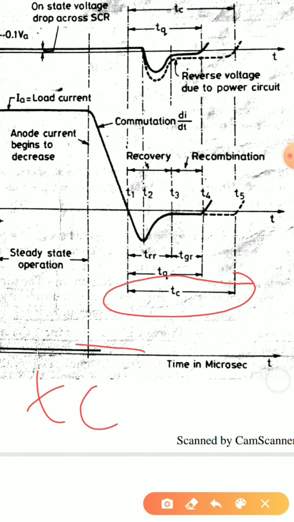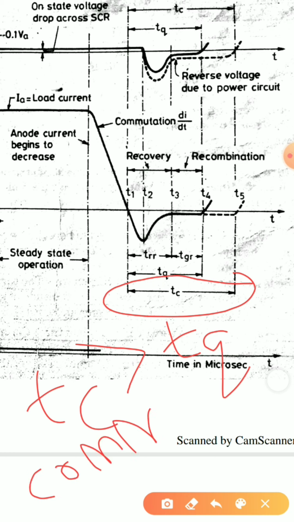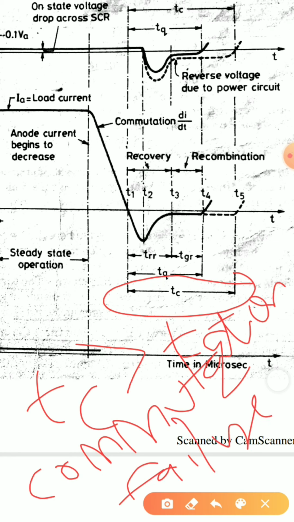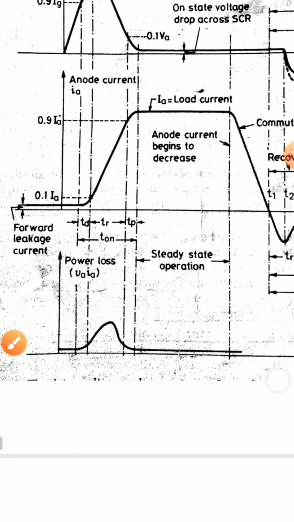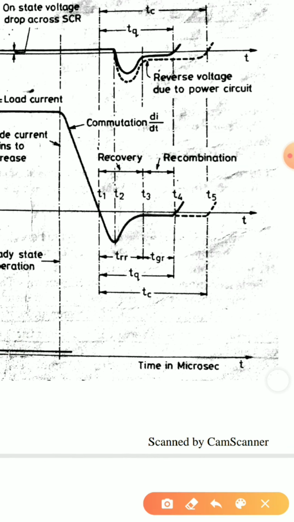The value of TC should be greater than the value of TQ, because if the value of TC is not higher, the device may turn on undesirably, and this process is called commutation failure. Commutation failure means the device has not completely turned off. Even before the device is completely turned off, if I give a pulse, my SCR will directly turn on. That is, it will not have to go through the delay time, rise time and spread time. So to overcome that, the circuit turn off time should be greater than the device turn off time.